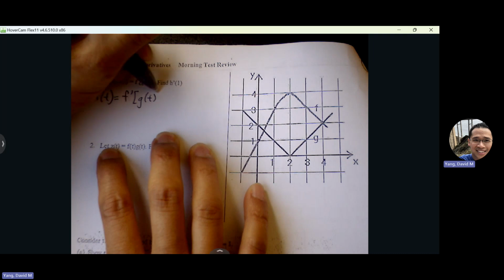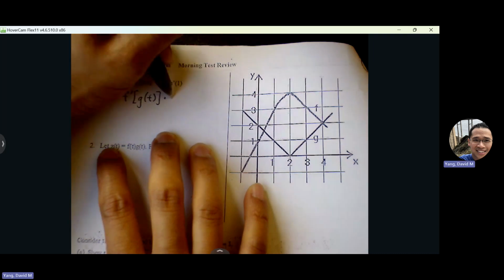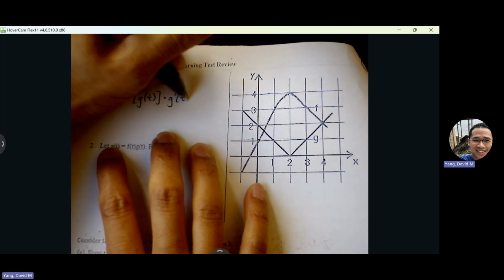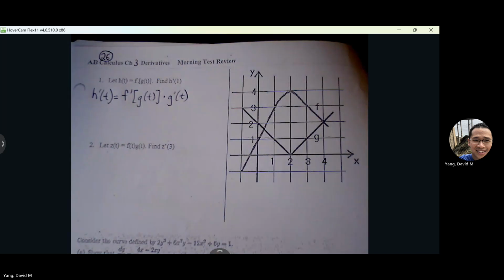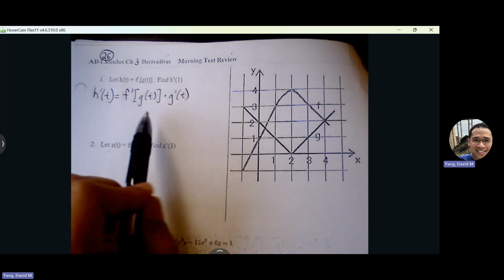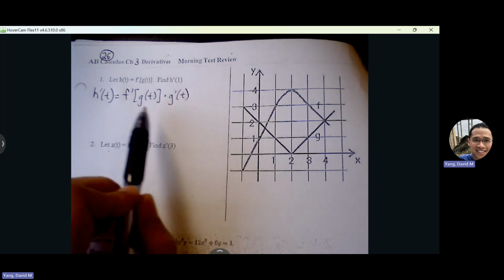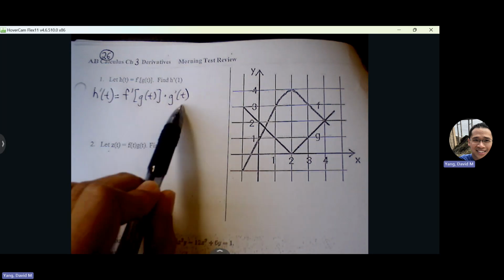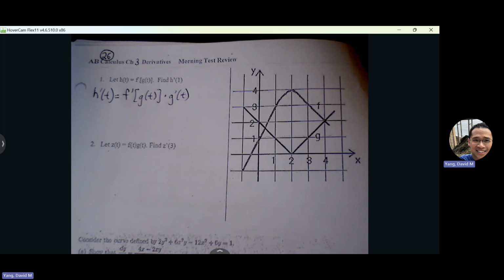Outside's derivative times inside's derivative. Okay, so that's another trouble that students have, building chain rule correctly and being able to put it into the correct notation for chain rule. Any questions there? Okay, replace every t with 1.